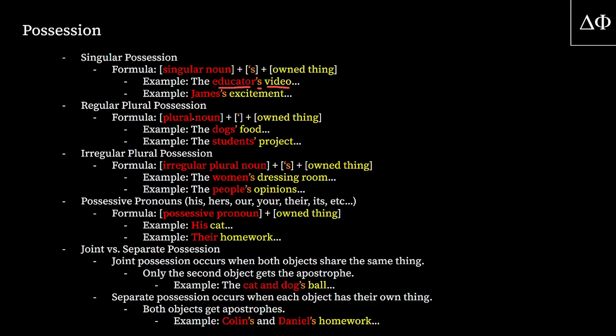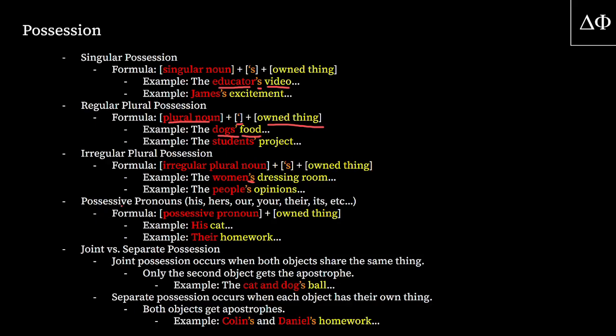Regular plural possession. This is when a plural noun has something. So, plural noun plus apostrophe plus own thing is the formula. The dogs' food. Dogs is already plural, apostrophe, food. The food belongs to the dogs. Now, plural possession can be irregular. In these cases, the formula is irregular plural noun plus apostrophe s plus own thing. Women is the plural of woman. So, it is appropriate here to use the women's dressing room. Still has apostrophe s because that's the formula.